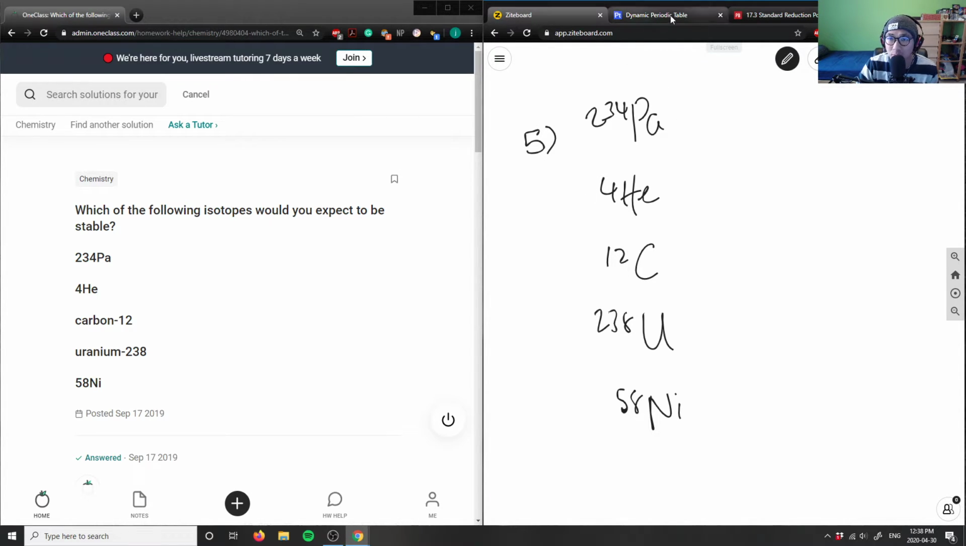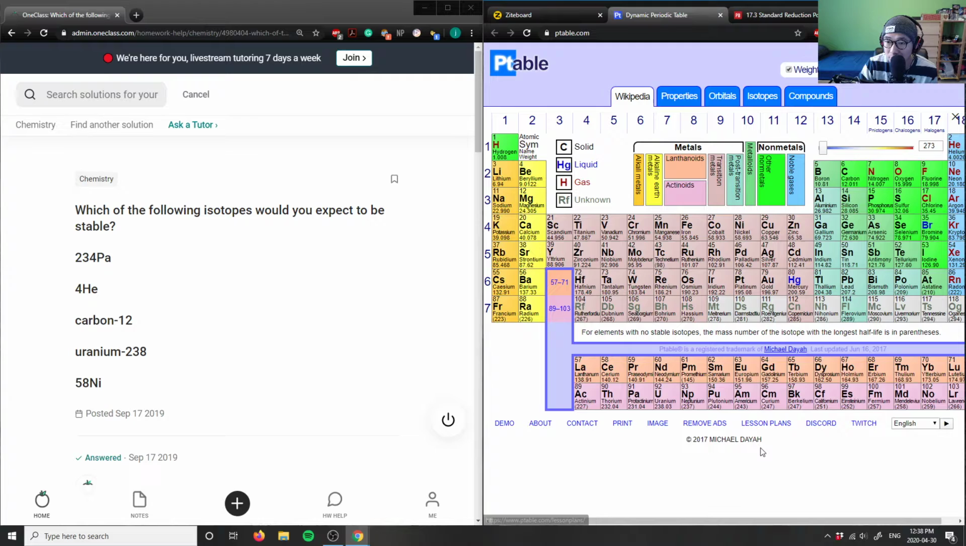So if you look at the first one, Pa has an atomic mass of 234, right? So you would expect Pa to be somewhere here. It's protactinium. This belongs in our actinide group, so this is actually a very unstable group. Protactinium. I can't pronounce that. Whatever.